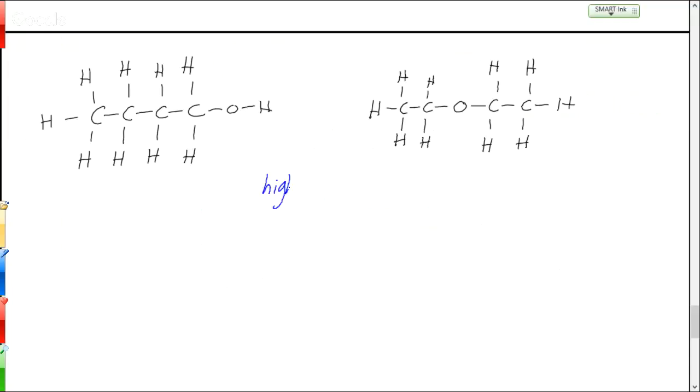And the question is, which one has the higher boiling point? All right, so talk within your tables or whoever you can talk to, and come to a decision of which of those two would have the higher boiling point and why. Then I'll ask you for your answers.